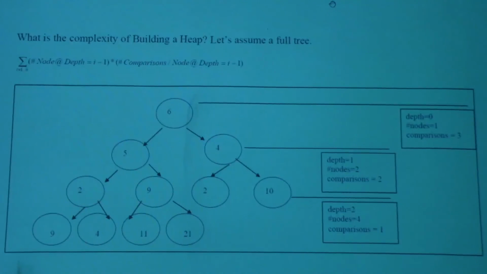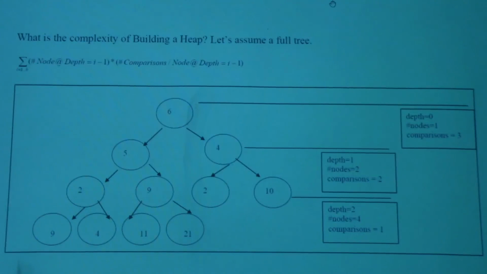Before I can set up my summation, I have to say: this node is at depth 0, the number of nodes is 1, and the number of comparisons is 3 in this case. 1, 2, 3. That's the worst case, right? The number of nodes here is 2, at depth 1, and the number of comparisons is 2, because once you're here, you might go 1, 2. I understand this is only 1, but that's not the worst case. This could also be a full tree, which would require 2.